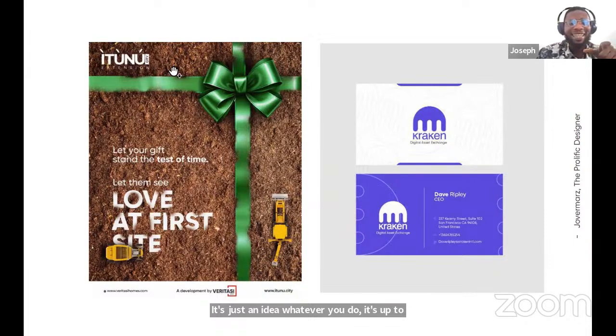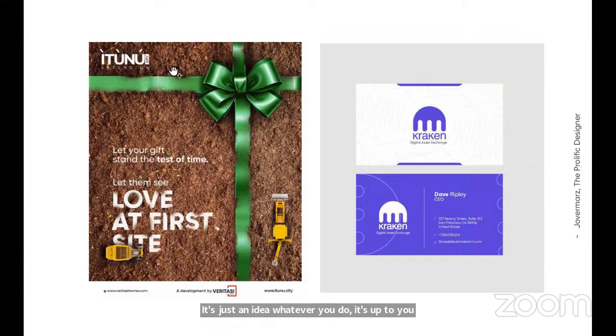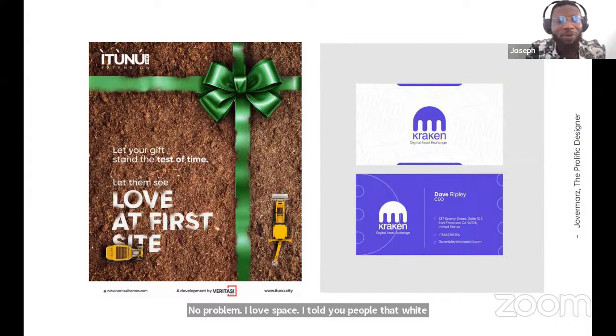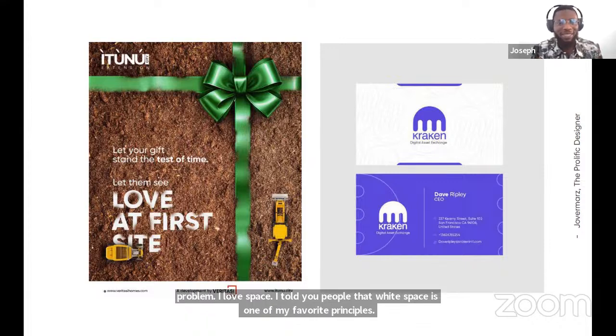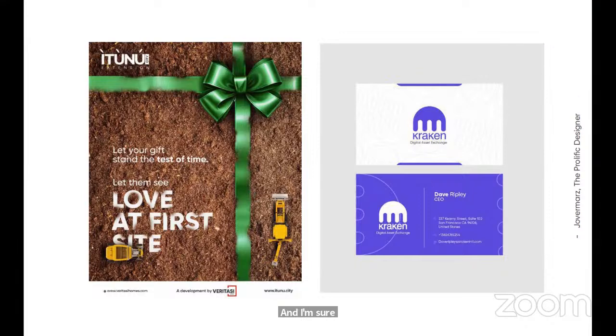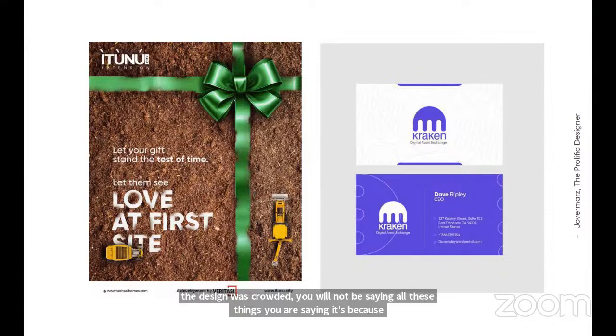Gani says, Madam, I will watch it with space, and I love it too. I see. No problem. I love space. I told you people that white space is one of my favorite principles. And as you can see, white space is sweet. And I'm sure if this design was crowded, you will not be saying all these things you are saying. It's because white space is at play. You're enjoying it. Right?